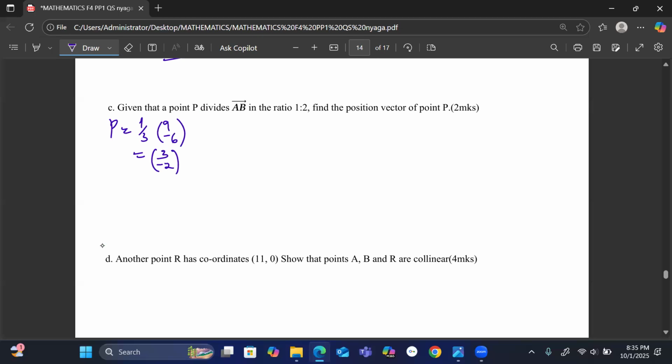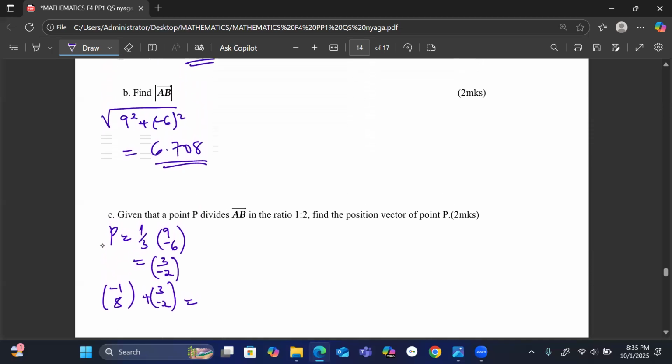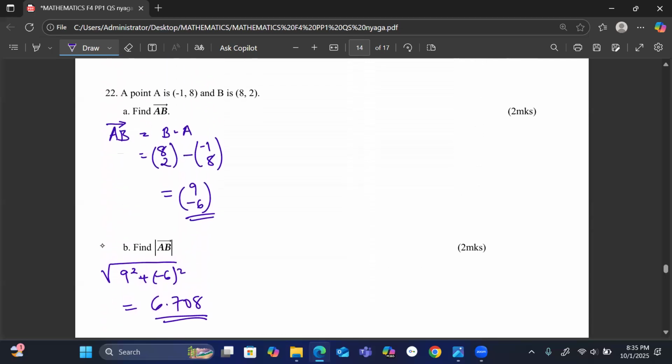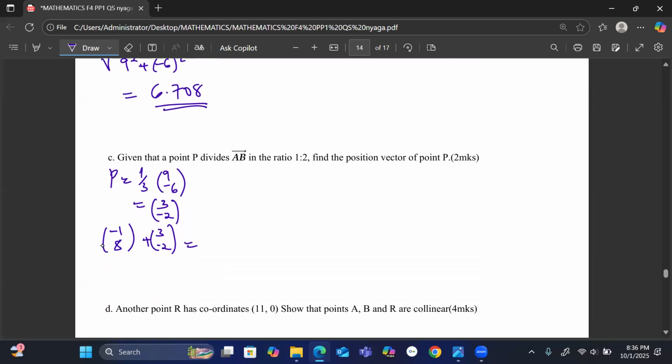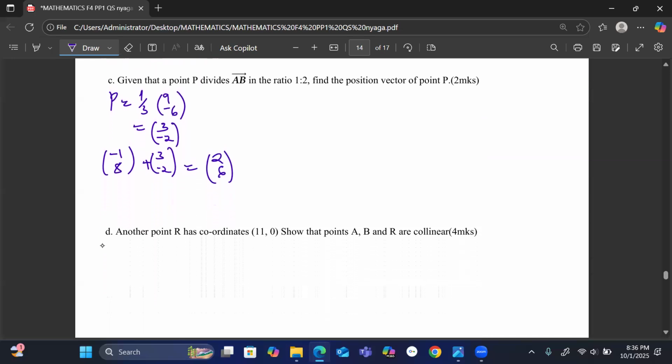Now, on the other side, we have (-1, 8) for A. So we add the two: A plus that vector (3, -2). We are going to get (2, 6) as our answer for that. Then we get 2 marks.